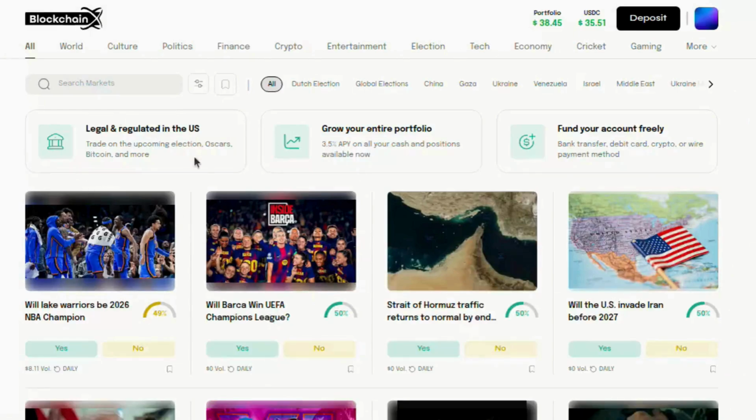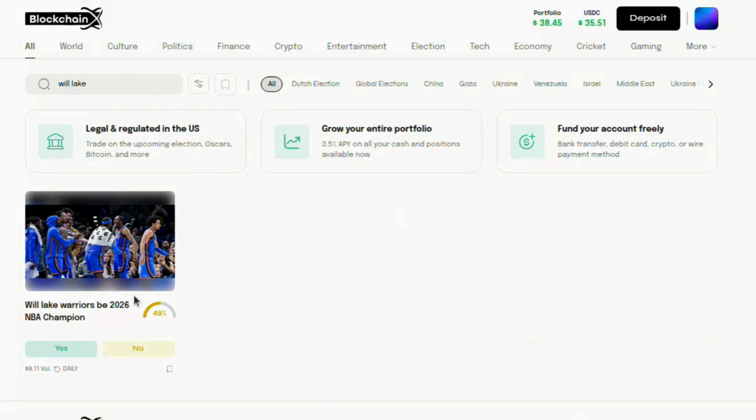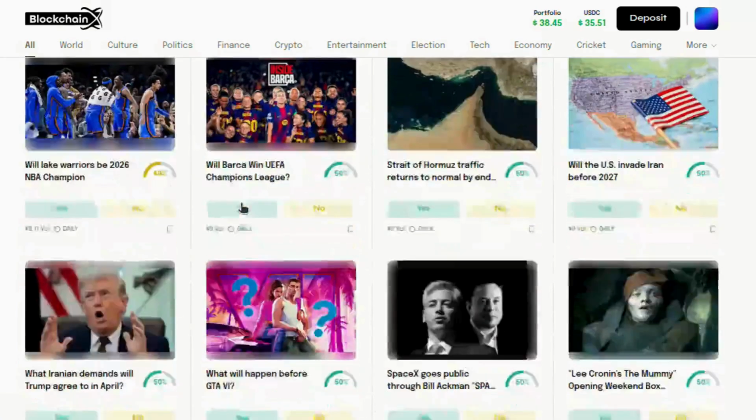Now, let's take a quick look at the market dashboard features. Using the search bar, users can easily find specific markets by entering keywords. The system displays relevant results instantly, making navigation simple and efficient.